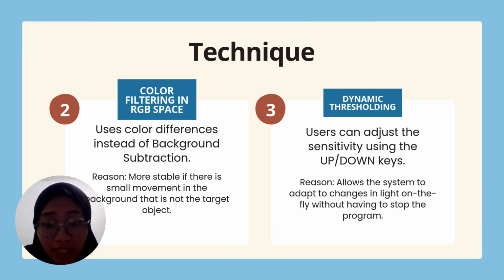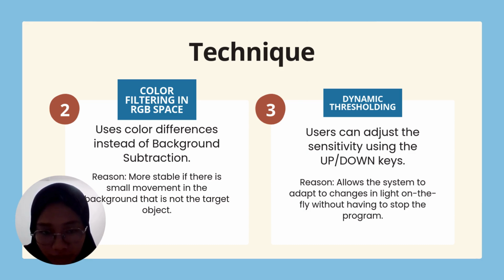For the next technique, we use color filtering in RGB space to detect the background and the object under the correct light color. The reason is we want more stability if there is small movement in the background that is not the target object.